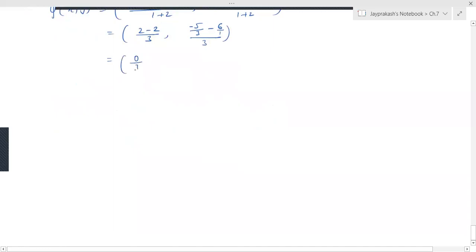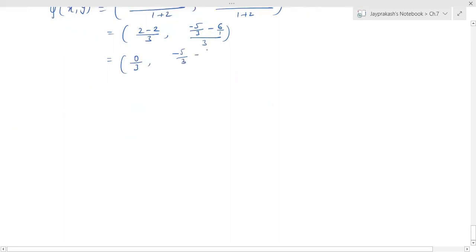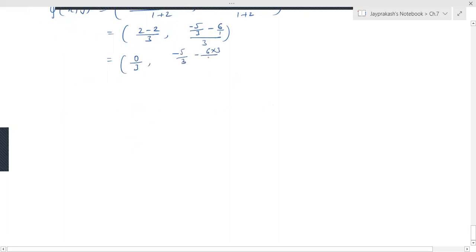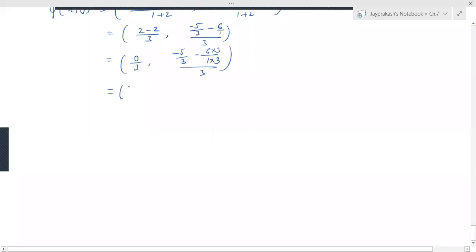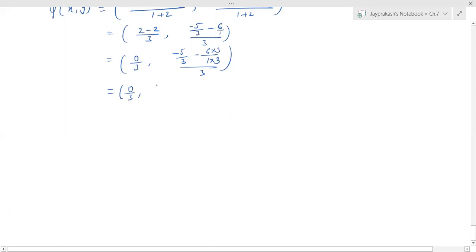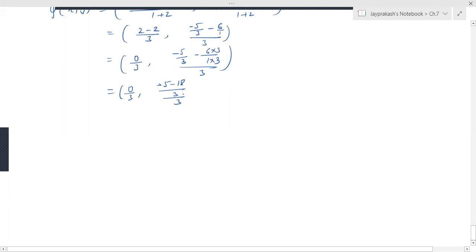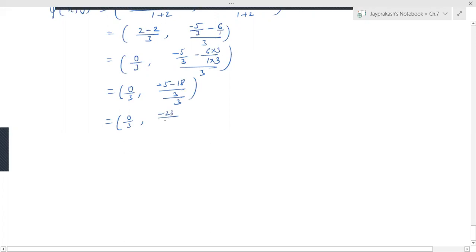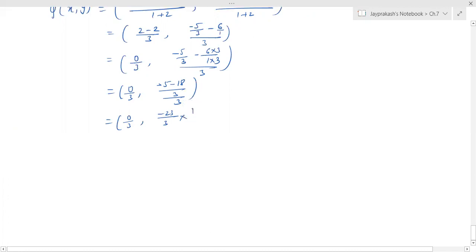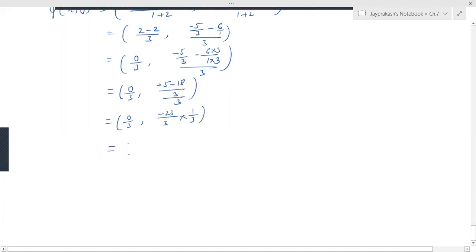So this one will be 0/3, comma. So we are taking here LCM, 6 threes are, then 1 threes are, 3 into 1/3.